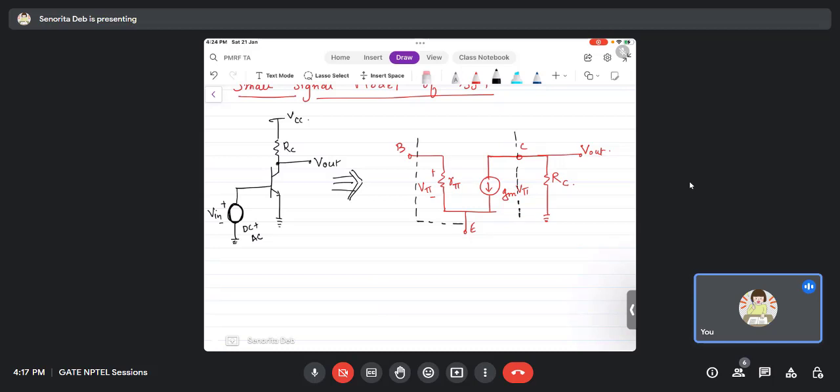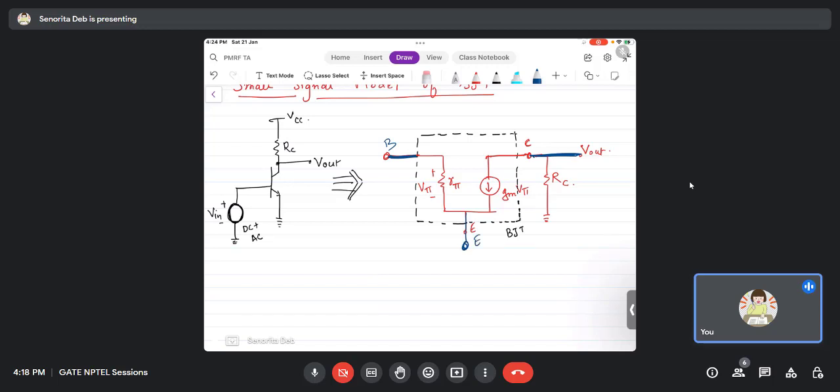Now you see inside this dotted line box, this is your BJT, and you can see that the terminals are coming out of it. Let me draw it more clearly. This was the base, this was the collector, this is the emitter.